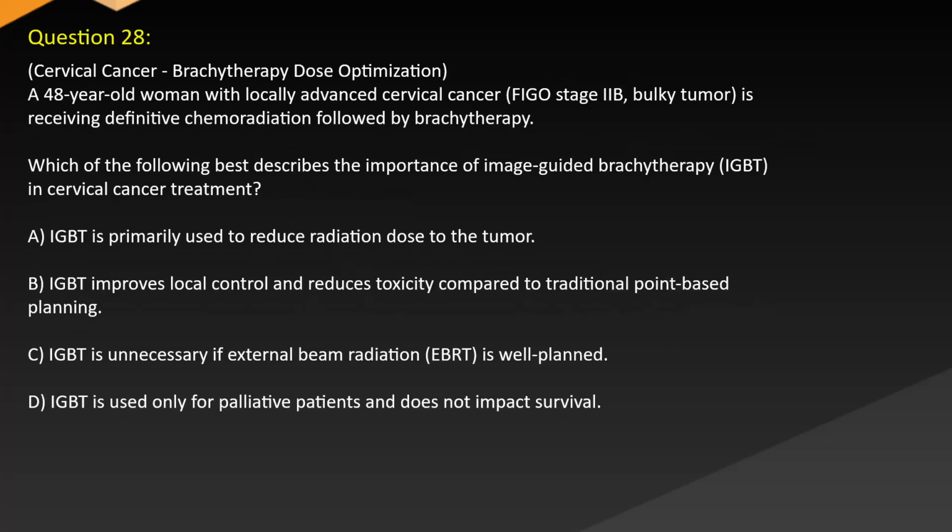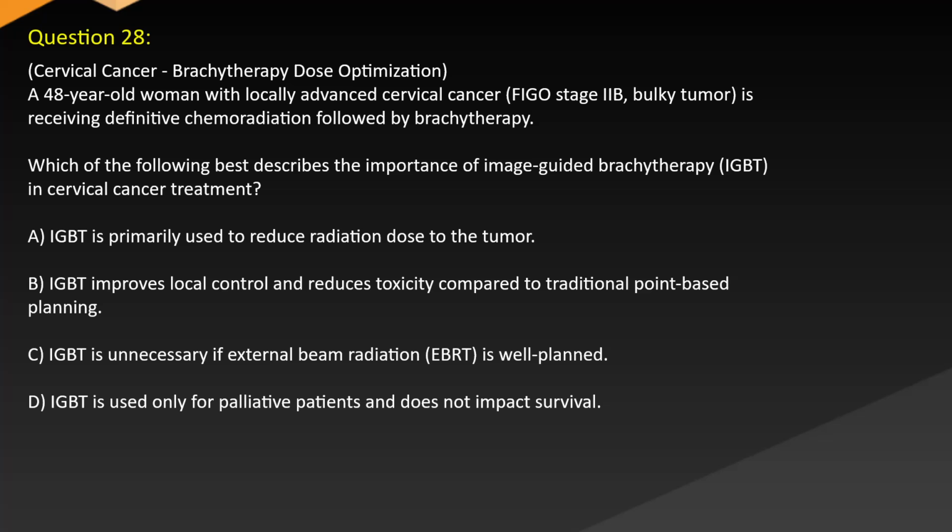Question 28. Cervical cancer. Brachytherapy dose optimization. A 48-year-old woman with locally advanced cervical cancer, FIGO stage IIIB, bulky tumor, is receiving definitive chemoradiation followed by brachytherapy. Which of the following best describes the importance of image-guided brachytherapy (IGBT) in cervical cancer treatment?